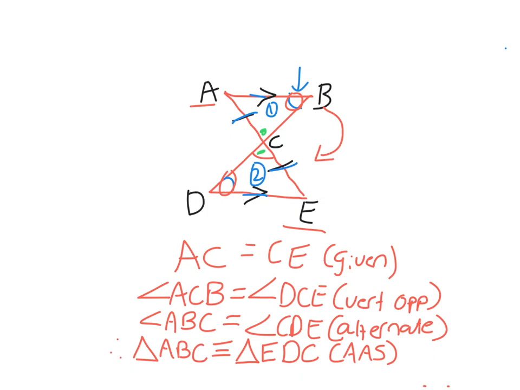If I was told, for example, that this angle here was 35 degrees, that means that that angle there must be 35 degrees. Because now that I've shown they're congruent, all sides and all angles must be equal. If I was told that this side here was 8 centimeters, then this side here must also be 8 centimeters because they're corresponding sides of a congruent triangle.